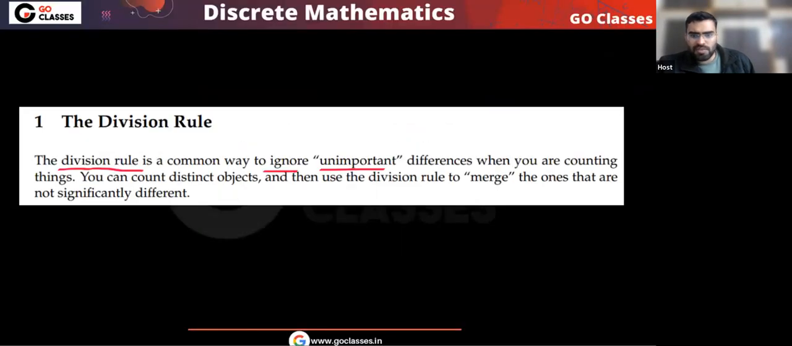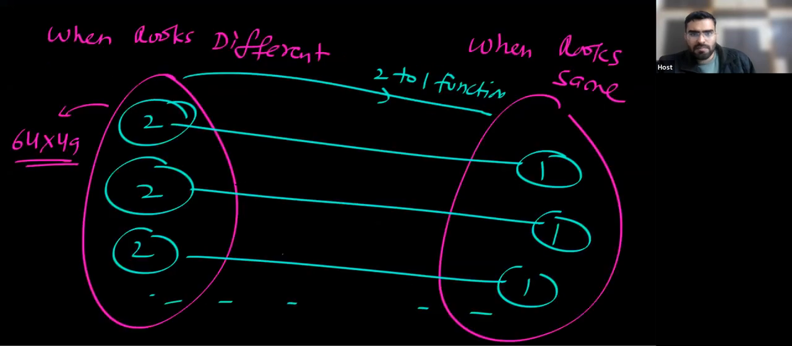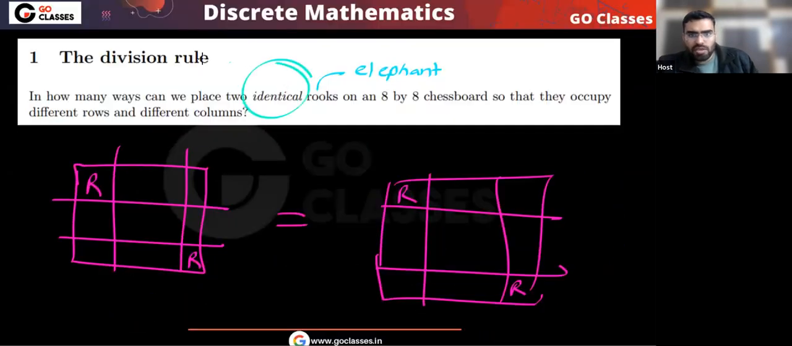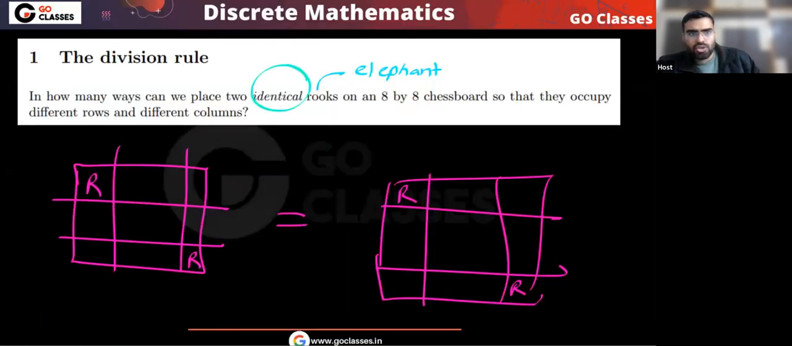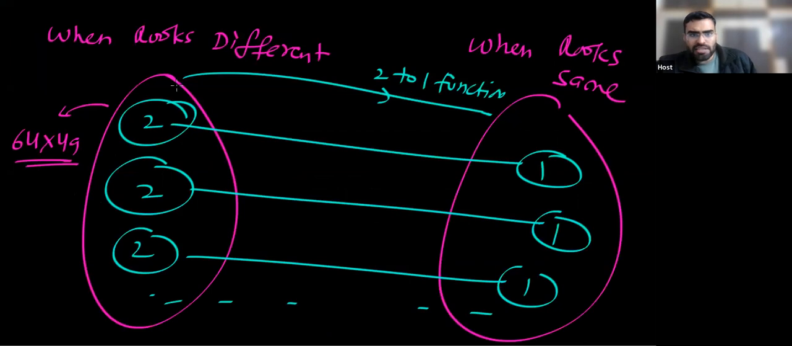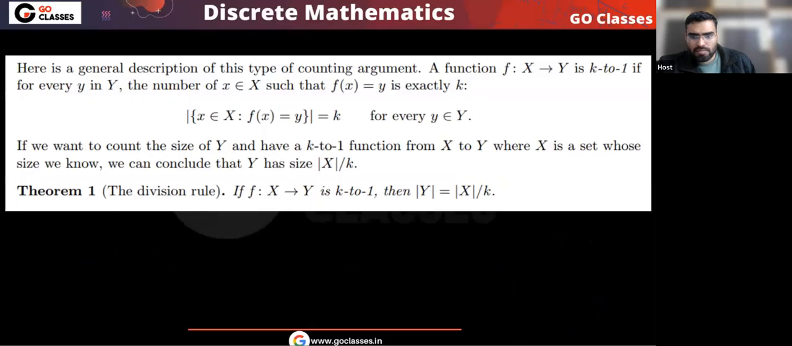The division principle is very simple. If the objects are different, then life is very easy. But because they are identical, you find the answer when they are different, and then you see that two different arrangements are basically the same. 2 to 1, 2 to 1.